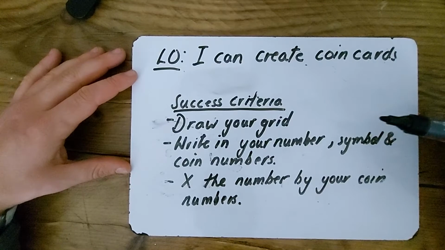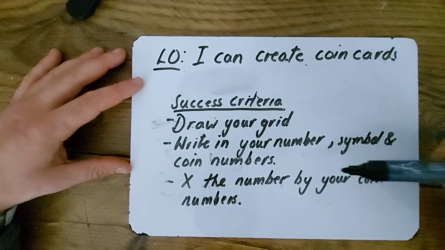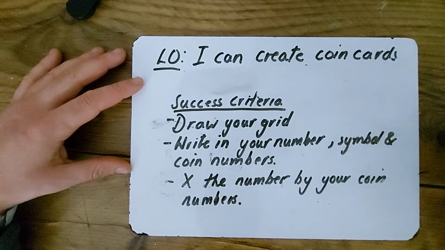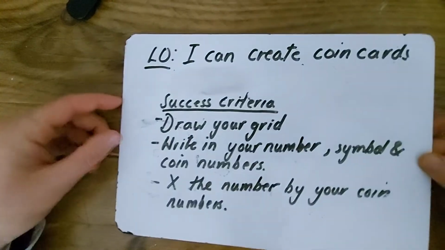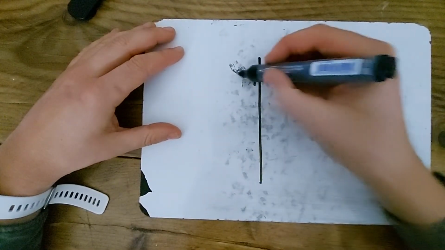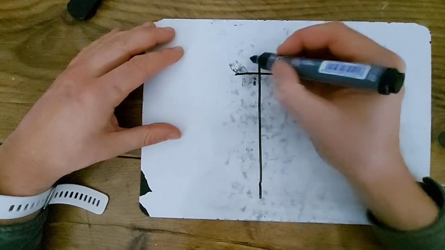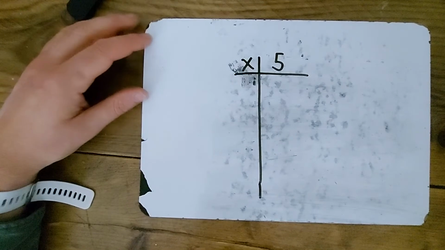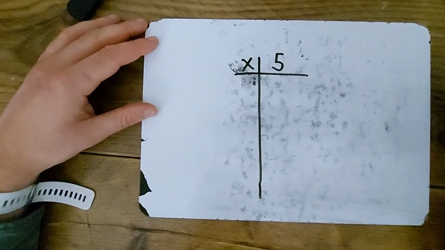So draw the grid, write in your numbers, your symbol and your coin numbers, and times the number by each coin number. And it's nice and simple, but there's lots of maths here, so it's a good way to practice things. Let's have a go at doing that now, okay? So first thing I said, draw the grid. Here's my grid. Then write in your symbol and write in your number. We'll start off by doing 5 times, okay?